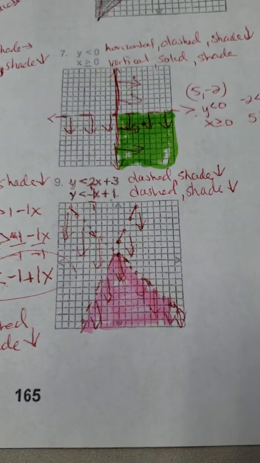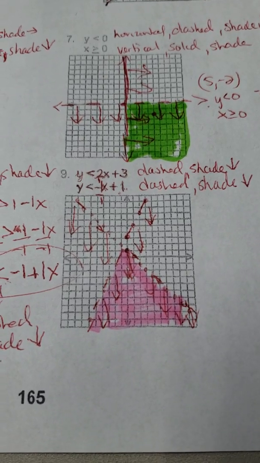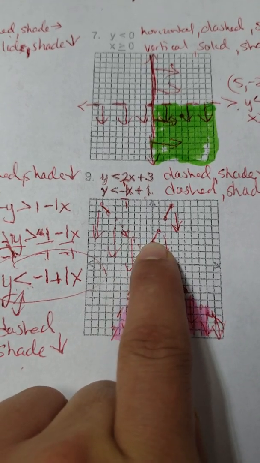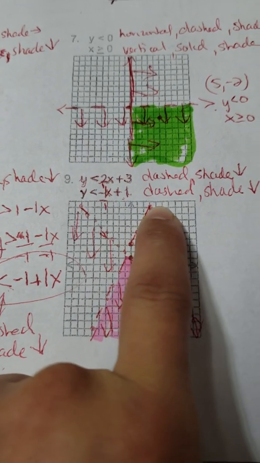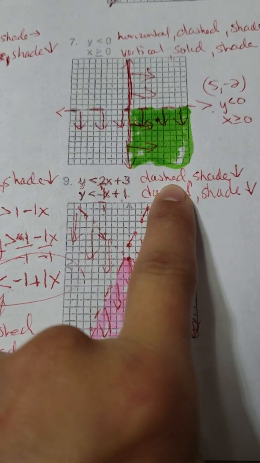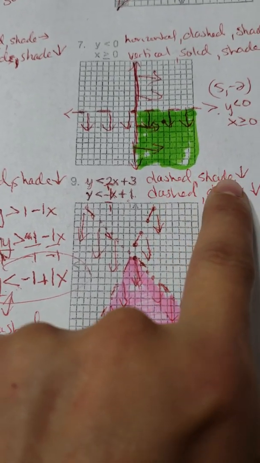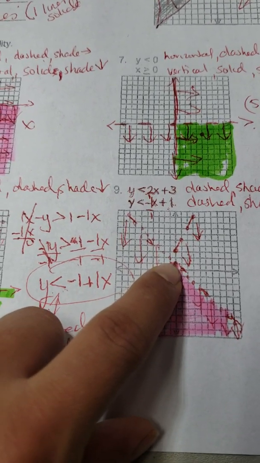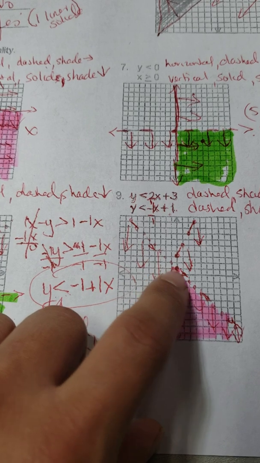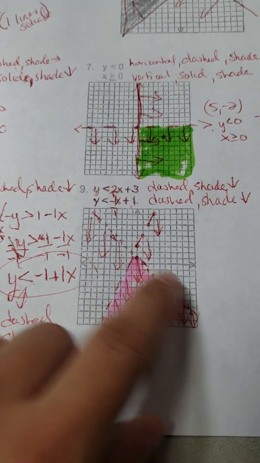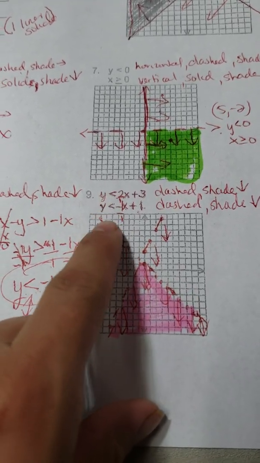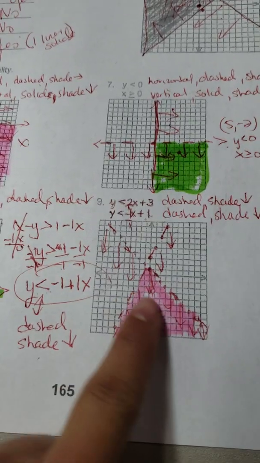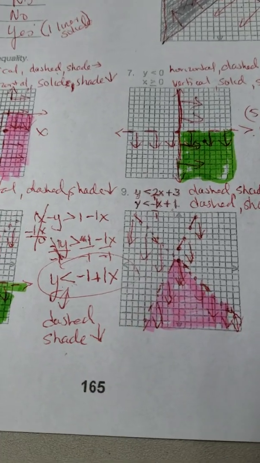All right, and then this was the last one where we didn't have to solve for y because it was already set equal to y. Our y-intercept for the first one is 3, and our slope is 2, so we go up 2 over 1, up 2 over 1. It is a dashed line because it's less than and no equal to, and then we shade below, so arrows going down. Second line, our y-intercept is 1, and our slope is -1, so we go down 1 over 1, down 1 over 1. It is a dashed line because it's less than and there's no equal to, and then we shade below. I asked you guys only to shade where they overlap, so our solution would be anywhere here.